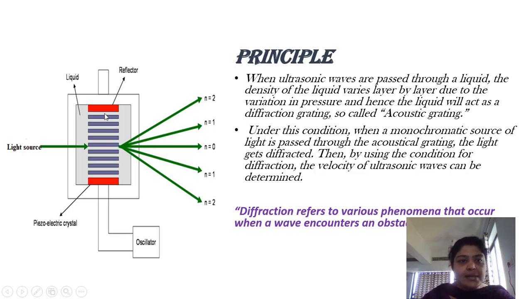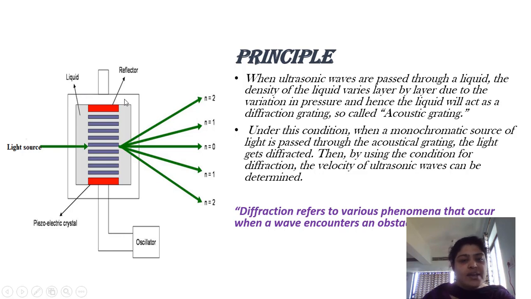What exactly does it mean? Suppose you have a liquid column wherein there is a light source passed from one end, that is perpendicular to the surface of the liquid, and there is a piezoelectric crystal. What is the role of a piezoelectric crystal? A piezoelectric crystal or a piezoelectric oscillator produces ultrasonic waves. So what basically we are doing, we are just sending these ultrasonic waves in the liquid. So these are the waves which are passing, but there is a reflector at the top.